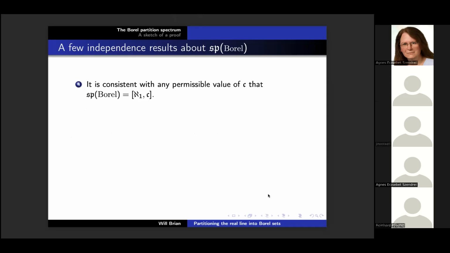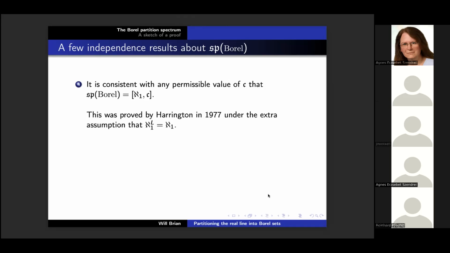So in historical order, it's consistent with any permissible value of the continuum that the spectrum is everything from Aleph 1 up to C. What do I mean by any permissible value of the continuum? What I mean is that if there's a forcing extension that makes the continuum equal to Aleph alpha, then there's also a forcing construction that makes the continuum Aleph alpha, and also makes this other statement true, that the partition spectrum is everything from Aleph 1 up to that Aleph alpha.